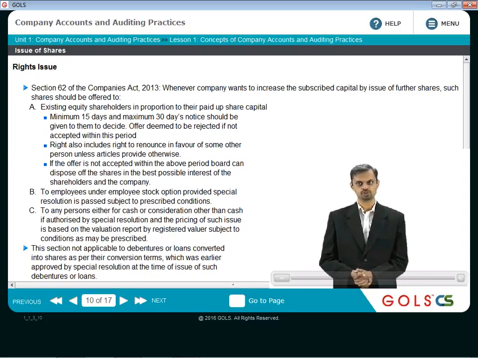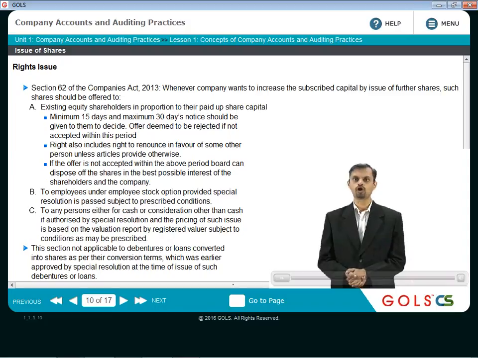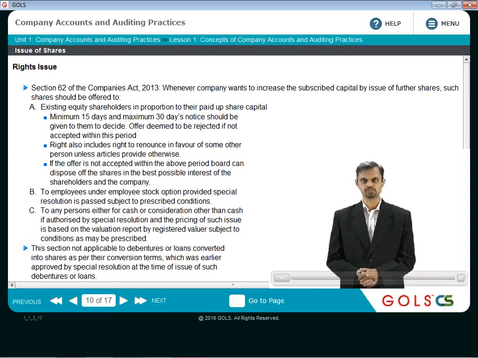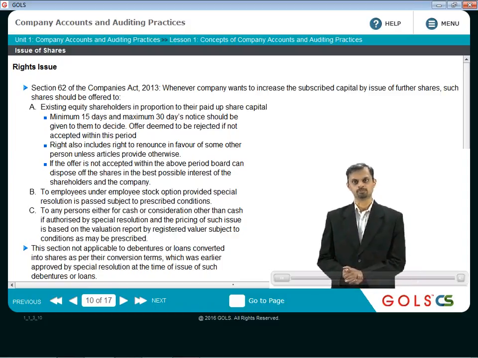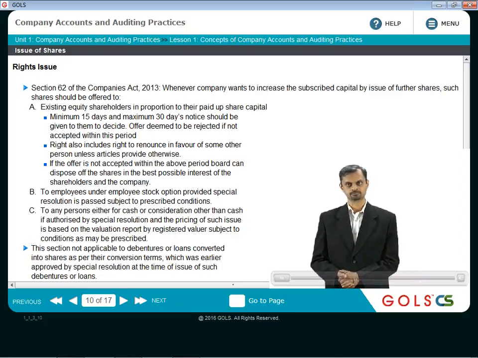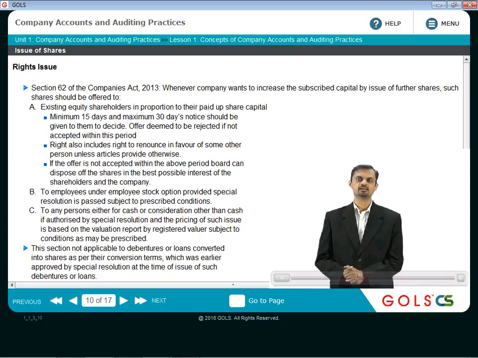So if the special resolution is passed in the general meeting, then it is not compulsory that the further shares should be issued to the existing shareholders or to the employees under employee stock options, but those can be issued to the outside public also, provided the pricing is based on the valuation report by the registered valuer. But for that, as I said, special resolution is required in the shareholders meeting.